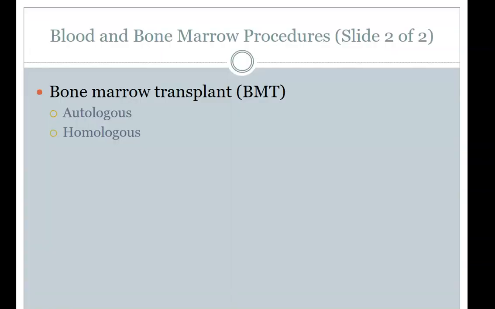Blood and bone marrow procedures. Another one is a bone marrow transplant. That's the removal of healthy bone marrow from either the patient or a donor for later transplantation. An autologous transplant, auto means self, is bone marrow tissue taken from the patient before treatment to be reintroduced later to form healthy blood cells. A homologous transplant, homo means same, is a transplantation of healthy bone marrow from a donor to a recipient to stimulate the formation of new blood cells.